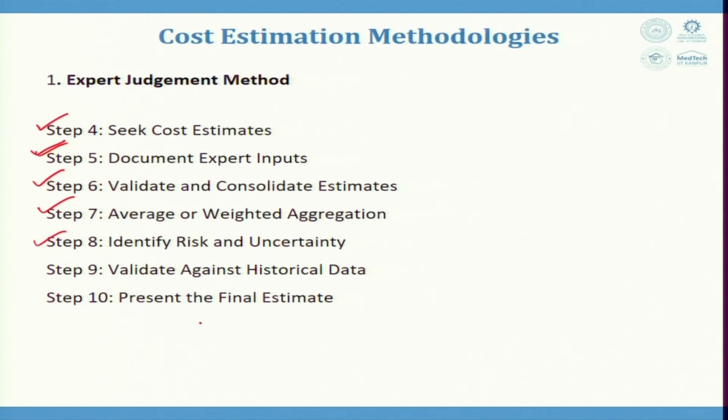Step 8 is identifying the risk and uncertainty, that is, potential uncertainties impacting project costs are identified. Then we validate against historical data, that is, we compare estimates with data from similar projects. If the data is available, we compare; otherwise we see a representative project from the past and try to validate according to whatever data is available. Then present the final estimate, that is, compile and present the cost estimate to the stakeholders. So, this is the expert judgment method.